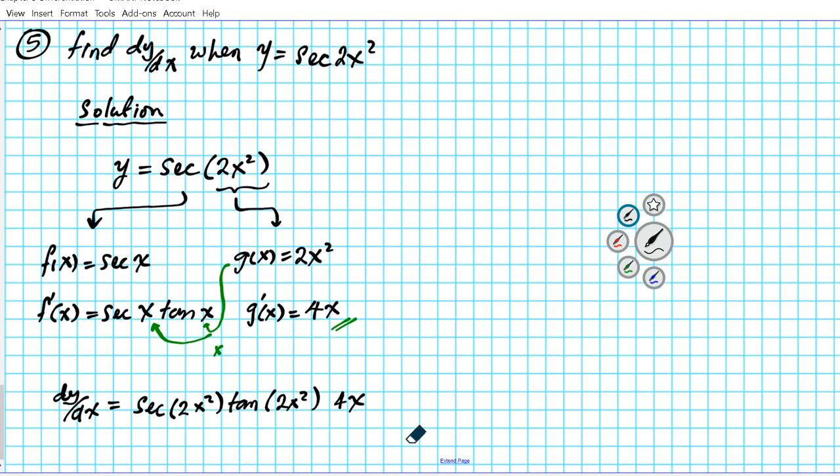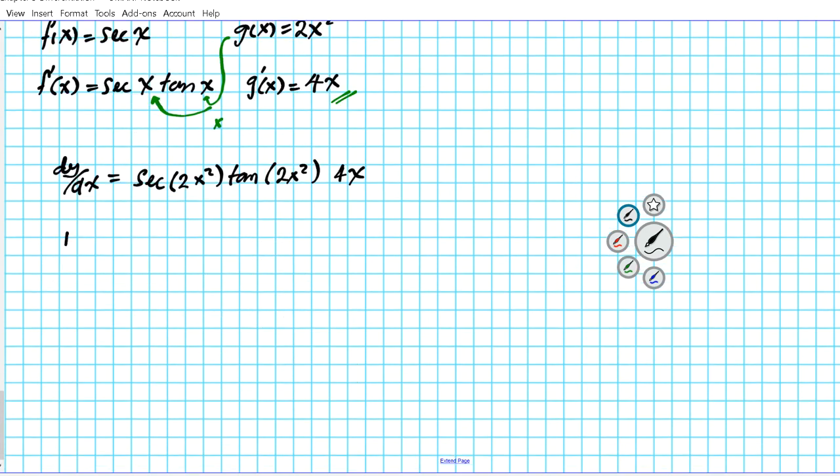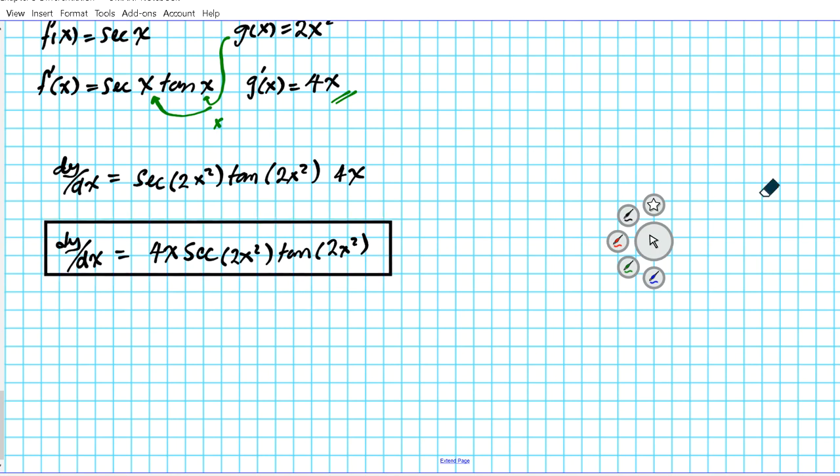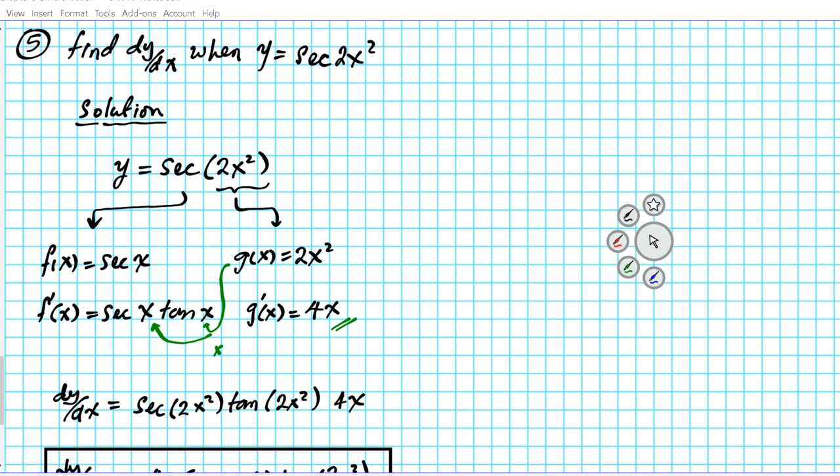Okay, so the final answer in standard format is 4x secant 2x squared tan 2x squared. All right, so that's the answer to problem number 5. Let's take a look at one more and give you a chance to do some practice problems. Okay, so for question number 6, let's say you have the following situation.